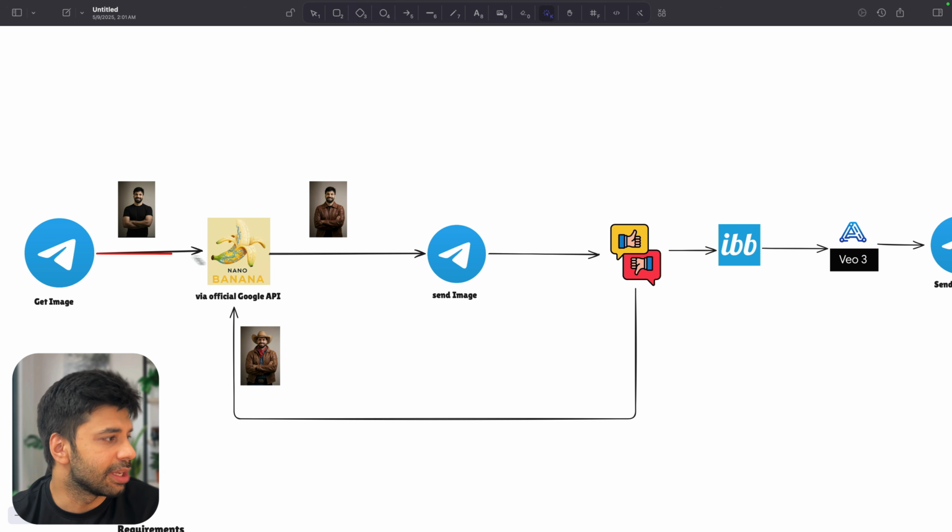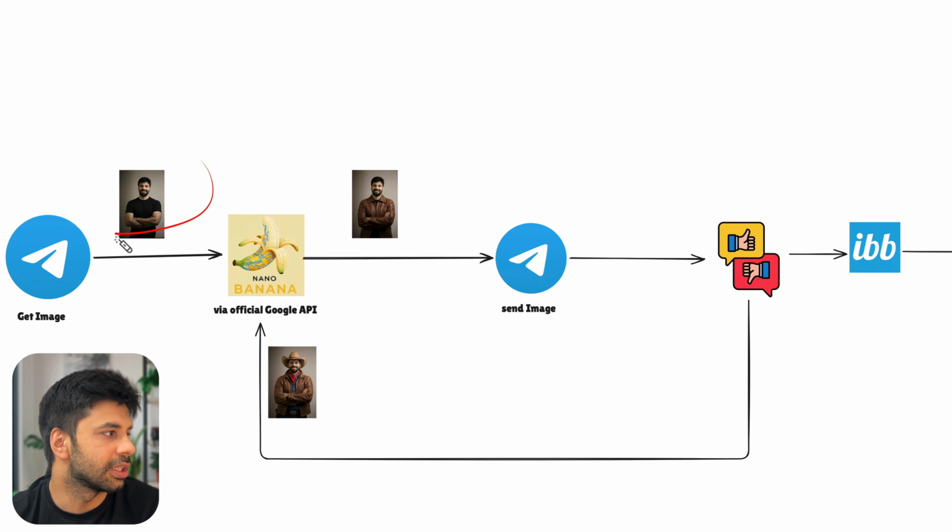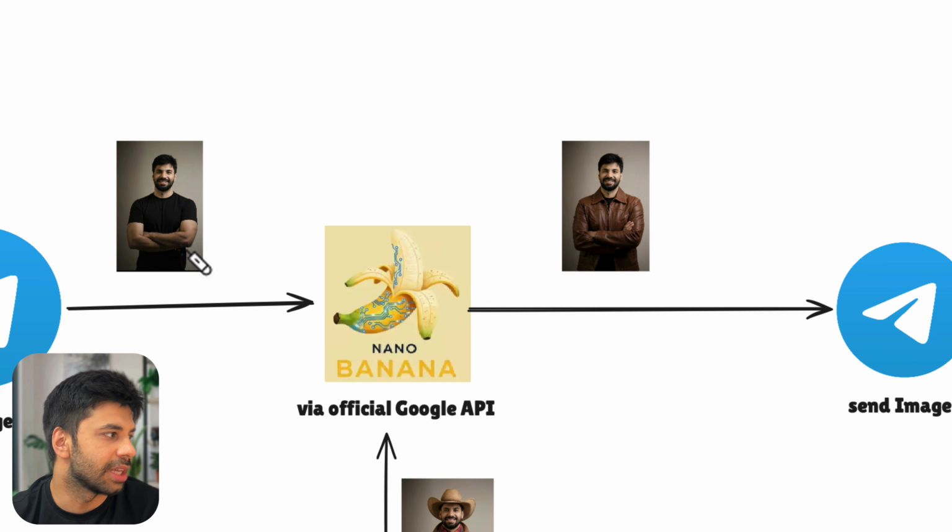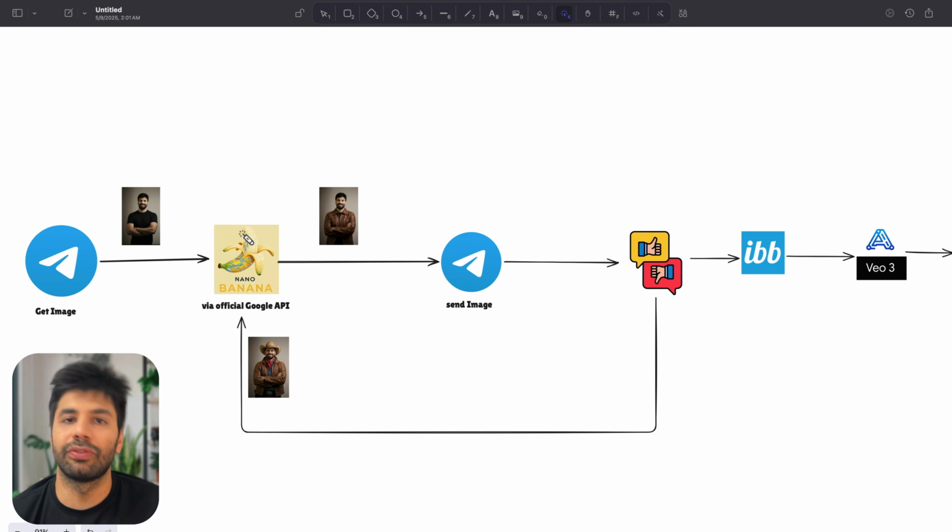We will be sending an image. So let's say this is the image which I am sending for the time being, right? So this is the normal image of mine which I am sending. This image will first go to Nano Banana, right? So we will be hitting Google's Banana via its official API, right? So the APIs which are given by Google.